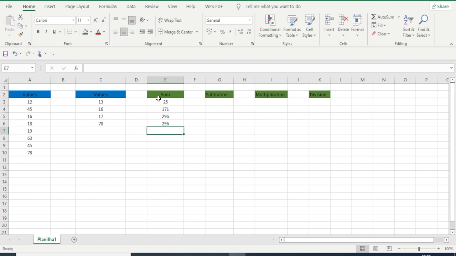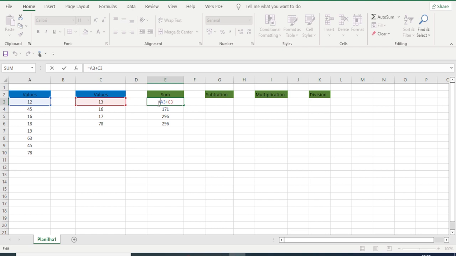To do that, just type the formula in the cell where the value will be calculated. Example 1: equals A3 plus C3. Adds the contents of cells A3 and C3. Example 2: equals A3 plus A8 plus C6 plus A6. Adds the contents of cells A3, A8, C6, and A6.